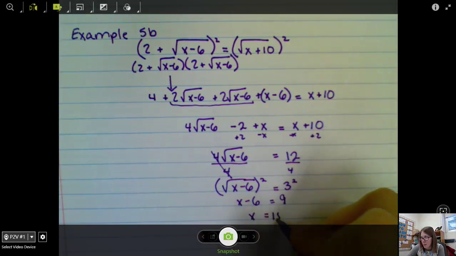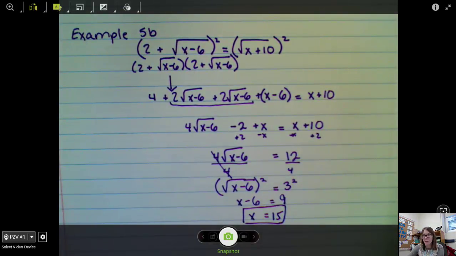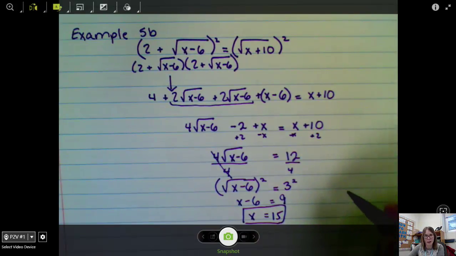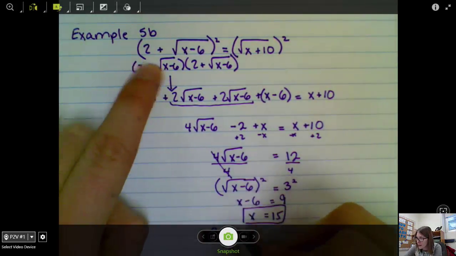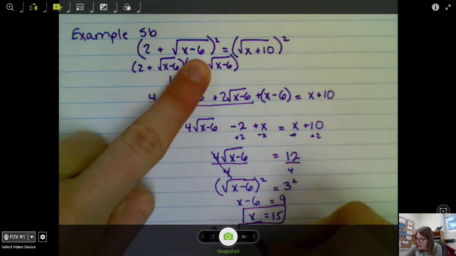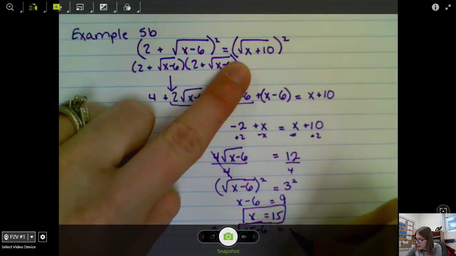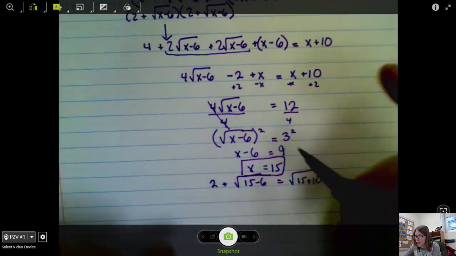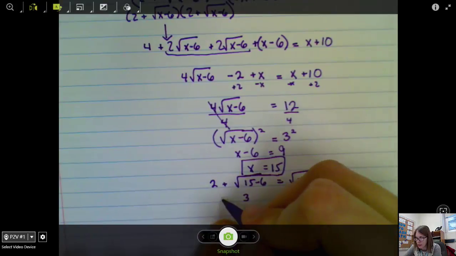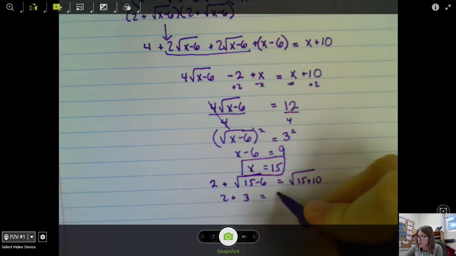This one was kind of nice because we didn't have to check for extraneous solutions, because we never actually squared an x that wasn't underneath. We still should double check and make sure it actually works. So if I double check that in my original, 2 plus the square root of 15 minus 6, I should get the square root of 15 plus 10. And 15 minus 6 is 9. Square root of 9 is 3. 15 plus 10 is 25, and the square root of 25 is 5.